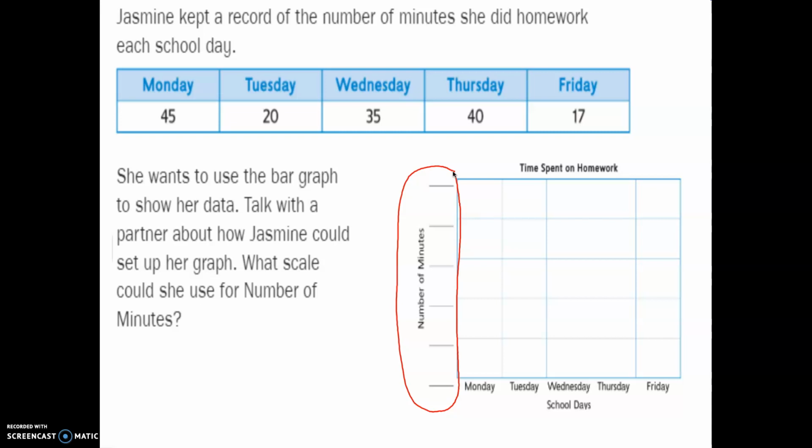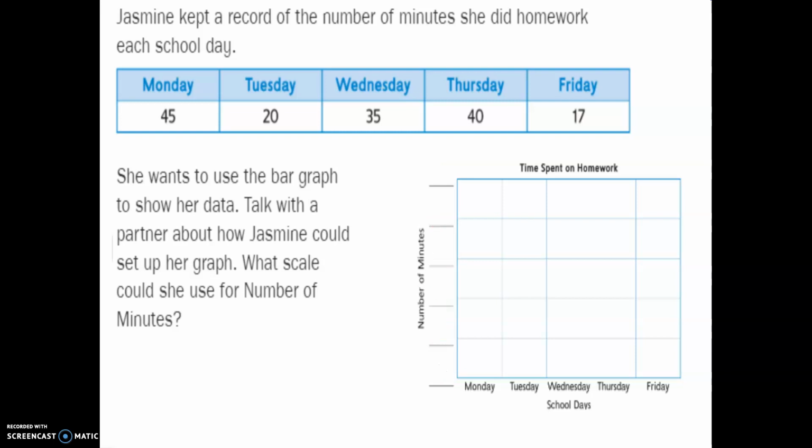Well, we know that the first one always has to be 0. Okay? But when I look at these numbers, I don't want to go by ones, because if I go by ones, it would be 1, 2, 3, 4, 5, and that would only represent 5 minutes. Well, she read 45 minutes on Monday, so going by ones is not going to be the right scale. Now, what about if I go by twos? So 0, 2, 4, 6, 8, 10. Same problem. It's not enough minutes on my scale. So I'm going to get rid of those.